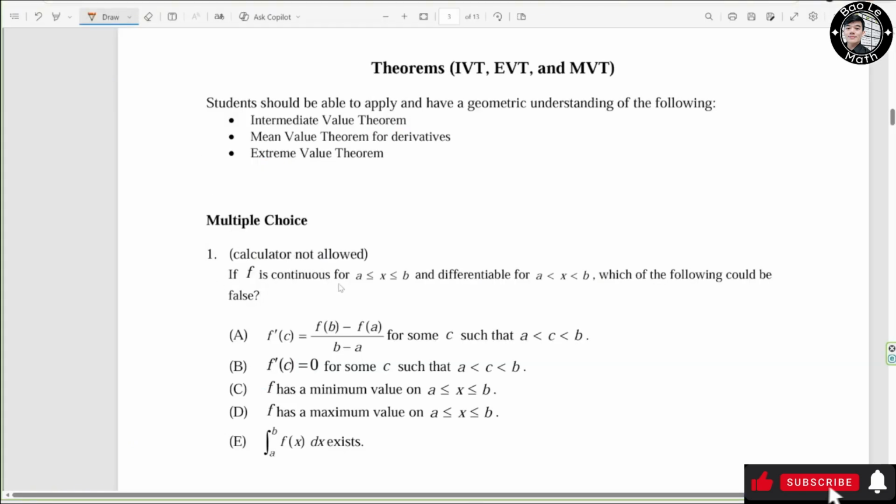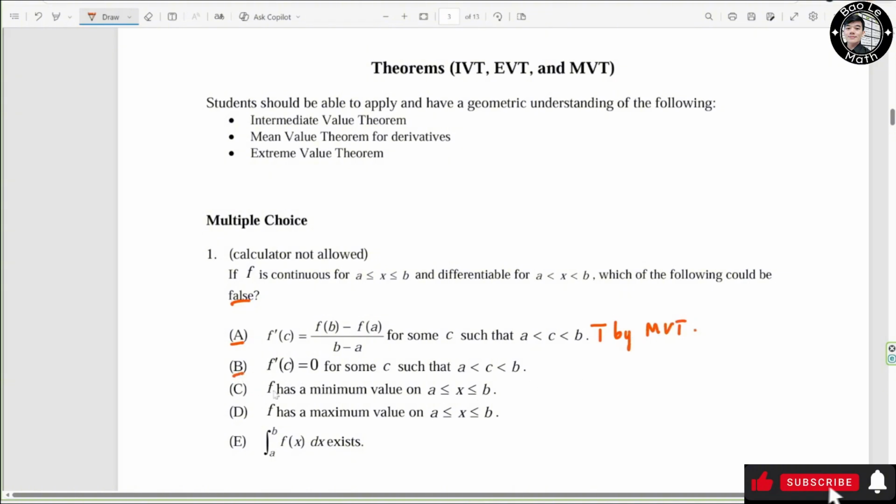If f is continuous for x greater than or equal to a and less than or equal to b, and differentiable for x greater than a and less than b, which of the following could be false? Answer choice A. f prime of c equals f of b minus f of a over b minus a for some c between a and b. This is true by the mean value theorem, right?